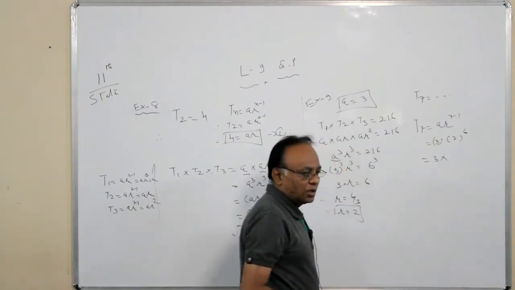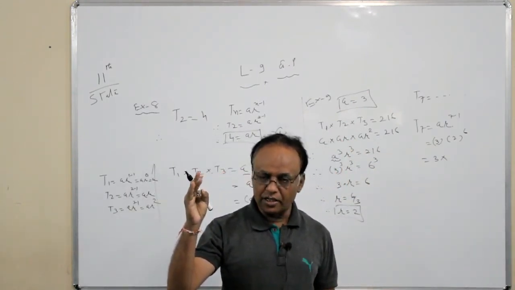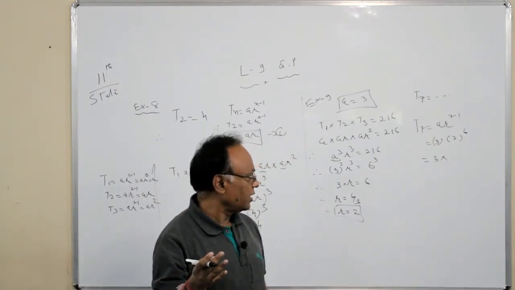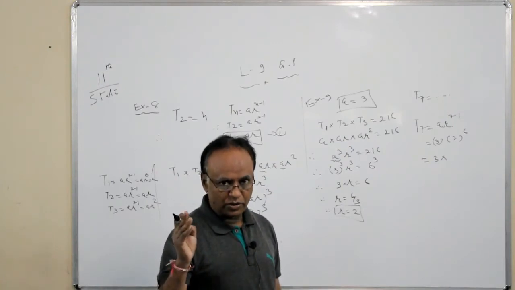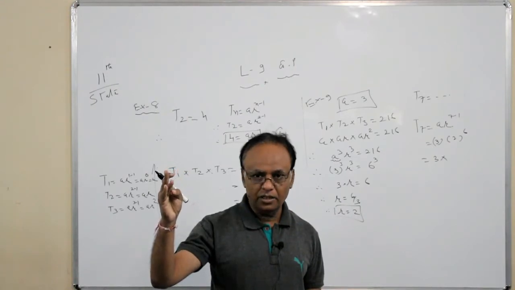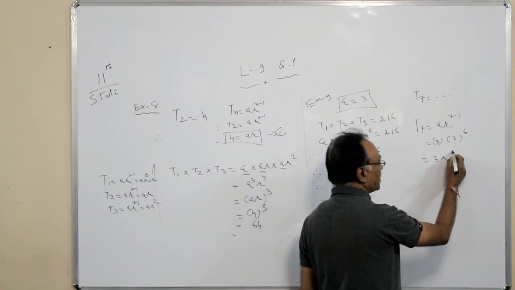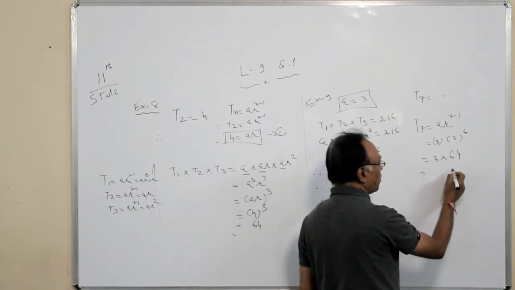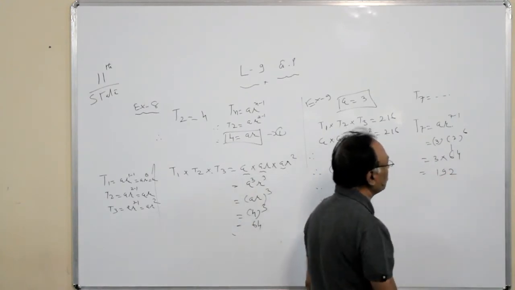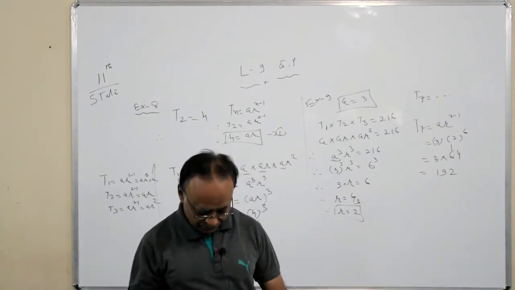So 3 into 2 raised to 6. 2, 4, 8, 16, 32 and 64. So here 2 raised to 6 is equal to 64. 4 3s are 12, 6 3s are 18, and so 192. So T7 is equal to 192.